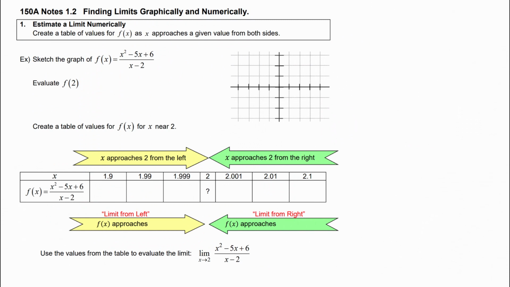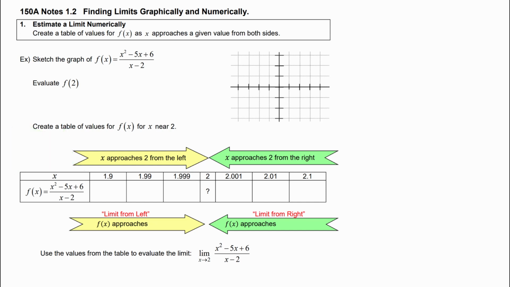1.2 Finding limits graphically and numerically. In this section, we are going to find the limits of a function by either sketching the graph of a function, which is called finding limits graphically, or we're going to create a table of values for f of x as x approaches a given value from both sides, which is called finding limits numerically.